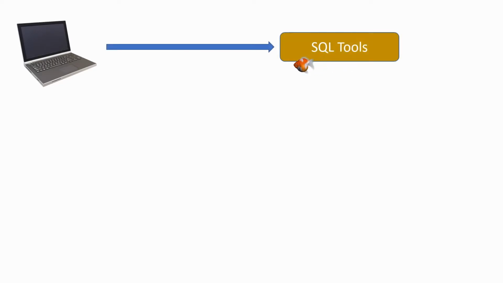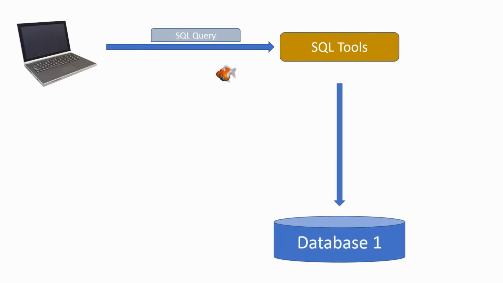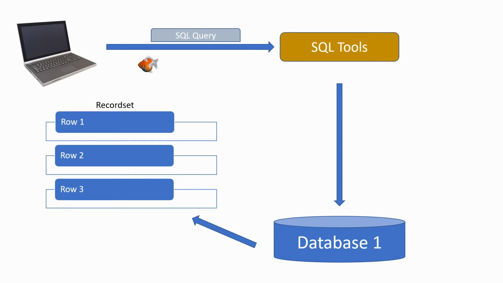Following on from the last video on SQL Tools, where we connected to a SQL Server database, we now want to build up a SQL query to run against that database. The SQL Tools library will be used to both connect and run the query, giving us back a record set of data comprising of one or more rows of data, which we can then use within our application.